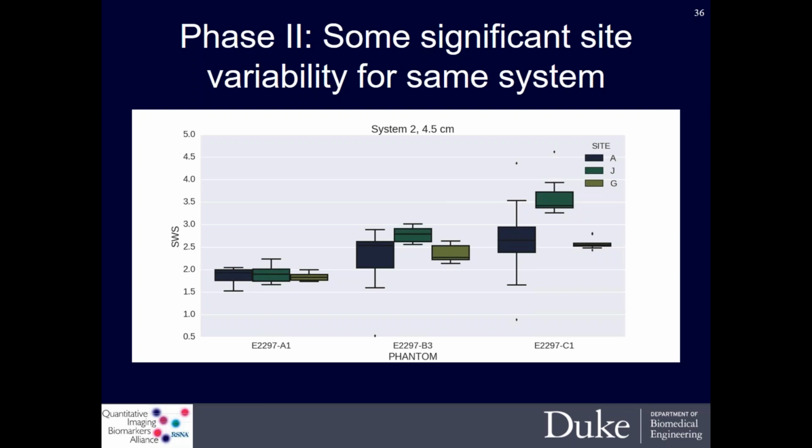And what you'll notice is that for certain phantoms there's definitely statistically different reconstructed shear wave speeds from the same system at different sites. So it's another degree of freedom that we needed to investigate, and it also helped further motivate why there might need to be some testing protocols for quality assurance to make sure that a system remains calibrated over time at a given site.